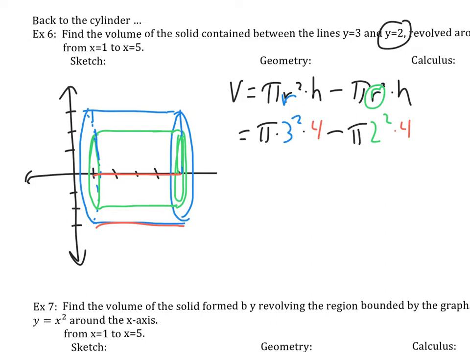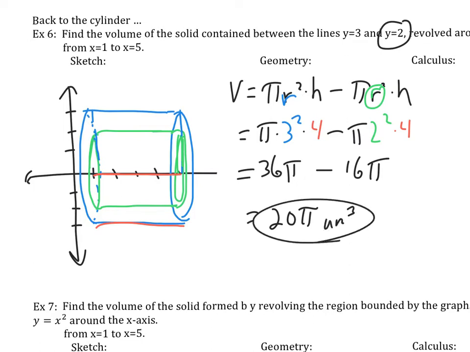So we're going to end up with 36 pi. We already calculated that for example 1 yesterday. 36 pi for the volume of my blue cylinder, minus the other one. 2 times 2 is 4, times 4 is 16 pi, giving me a remaining volume, once I take the inner cylinder out, of 20 pi units cubed. Okay, so just what we did: found the volume of the inner cylinder, found the volume of the outer cylinder, subtracted the two. The preface for today is that's what we're going to do.